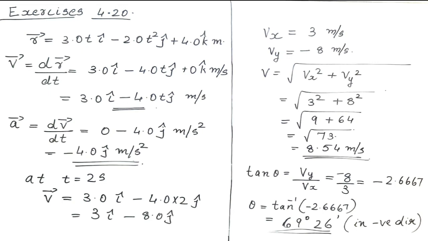So using that, you can find the magnitude and direction of that velocity. So we have the magnitude, or speed, of the particle. Magnitude of instantaneous velocity is called speed, that is 8.54 meter per second. And finding tan theta, we will have vy by vx. Since vy is minus 8, here we will have negative. So theta equal to tan inverse of minus 2.6667. You have to find tan inverse of 2.6667. You will get it around 69 degree 26 minute.